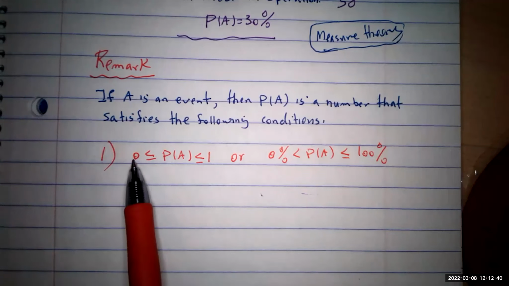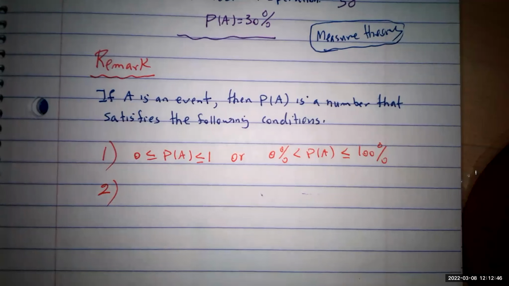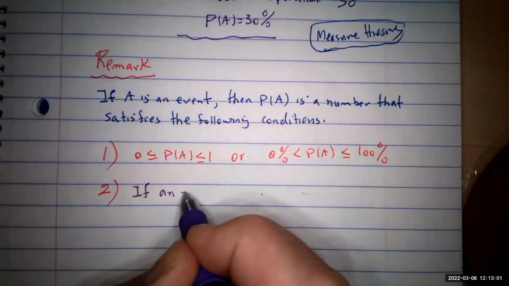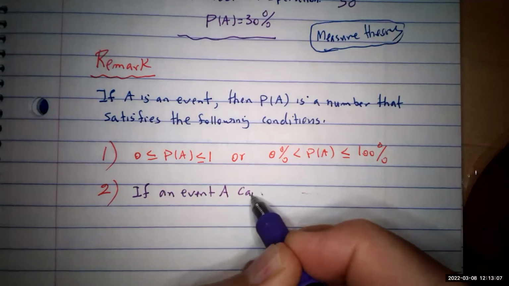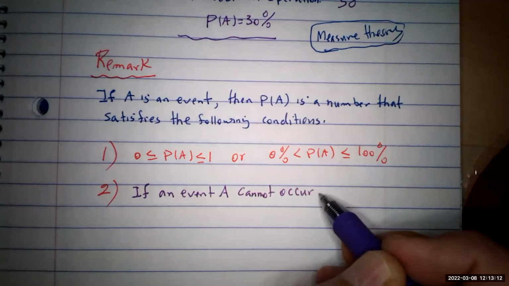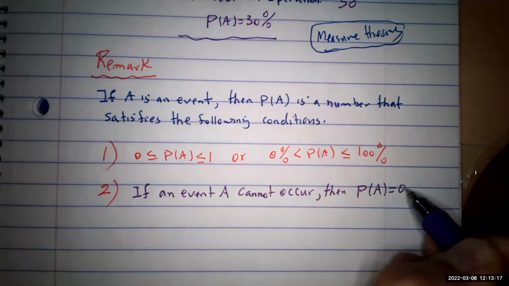Case 2, when are you going to get the 0 and when are you going to get the 1? For case 2, if your event never occurs, it would be almost impossible to occur. In that case, the probability of getting that event is 0. So if an event A cannot occur, then the probability of that event is 0. P of A would be 0. That's it.